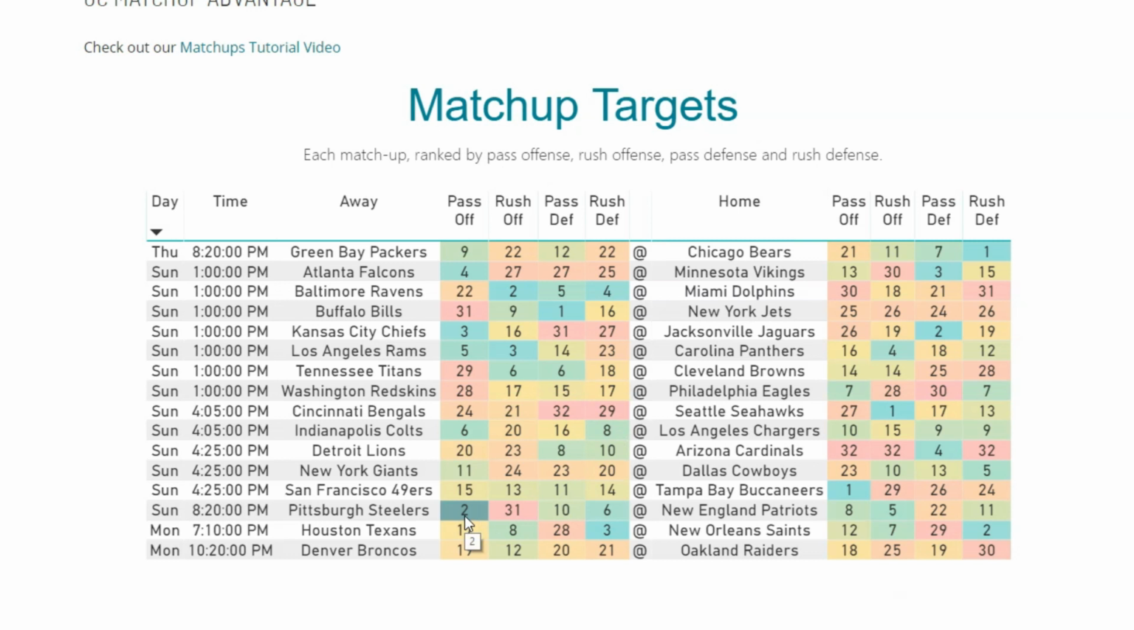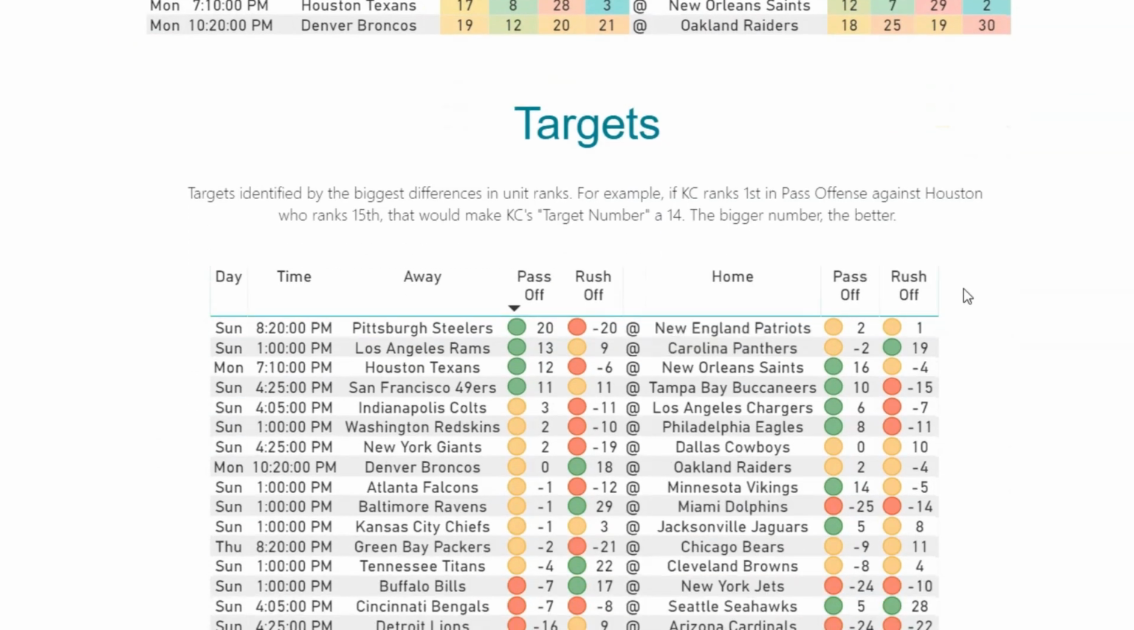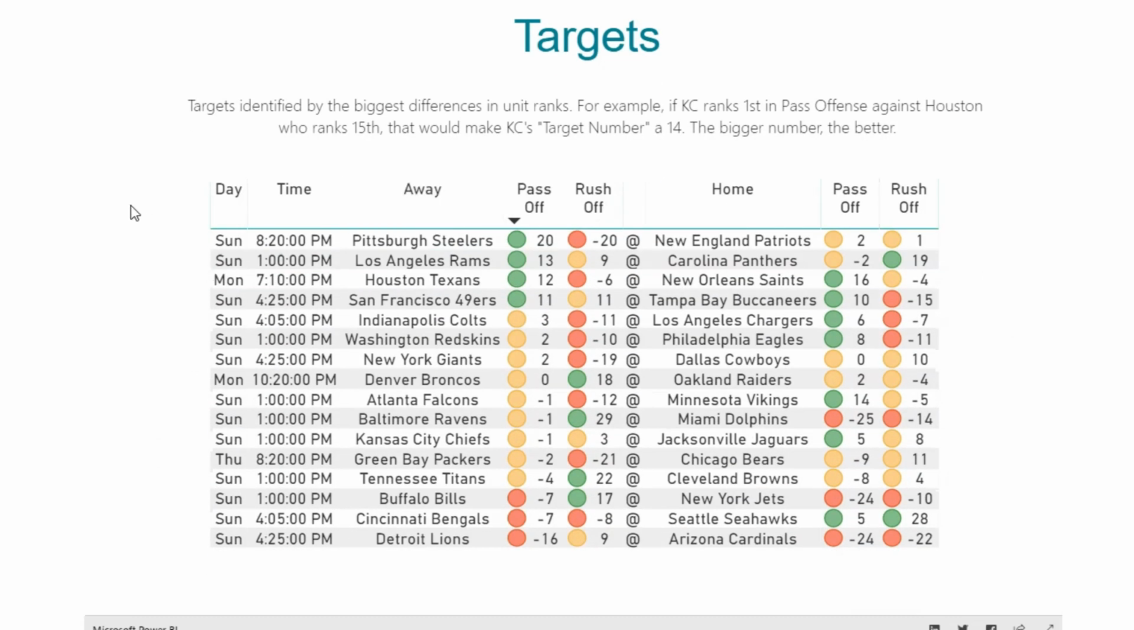So we'll go to Pittsburgh. Pittsburgh is playing as the number 2 best passing offense against the 22nd ranked New England Patriots pass defense. That is a 20 spot difference. So they would actually show up as a 20 on the targets range, which they do. So if you scroll down, very easy to identify.